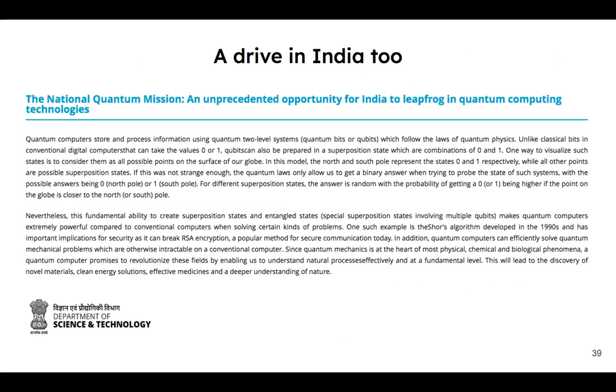Okay. And there is also a drive going on in India. Earlier this year, I think DST approved a national quantum mission. So they want to develop some nodes of research on this topic in different parts of the country.